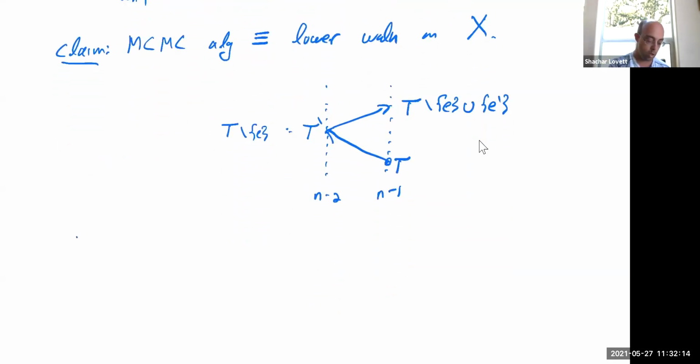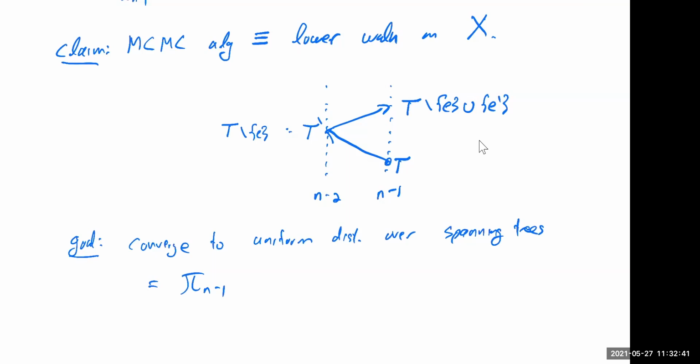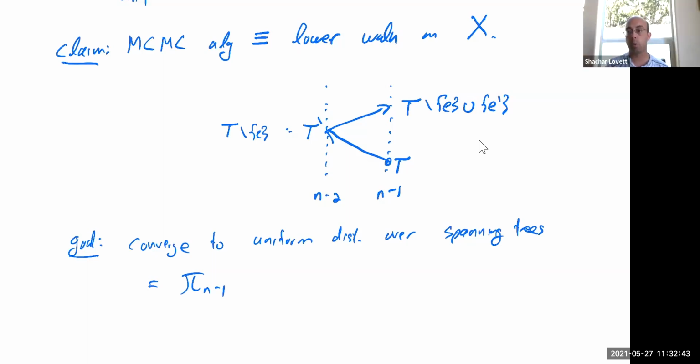Remember, our goal is to converge to, well, the uniform distribution over spanning trees, right? But this is just going to be the same as pi n minus 1. We define pi n minus 1 to just be the distribution we're trying to get. This is how we chose the weights for the top level faces. So we want to get close to uniform.